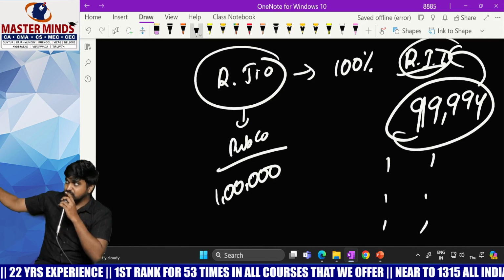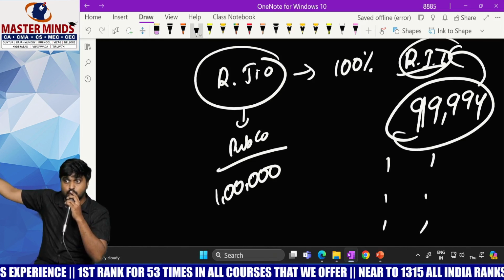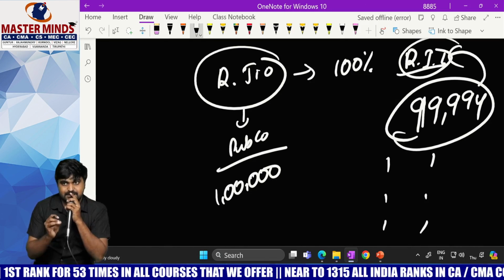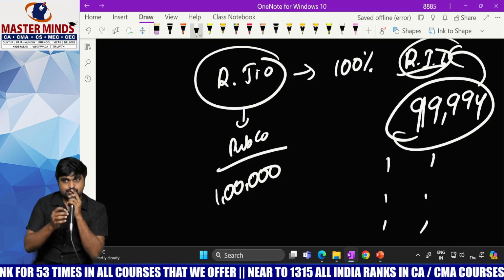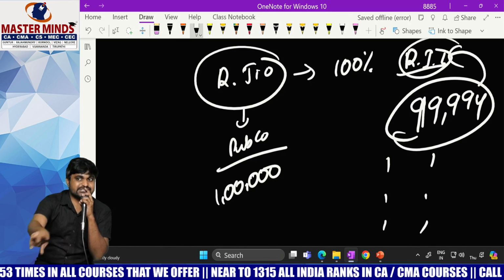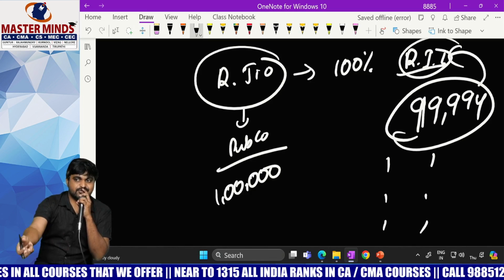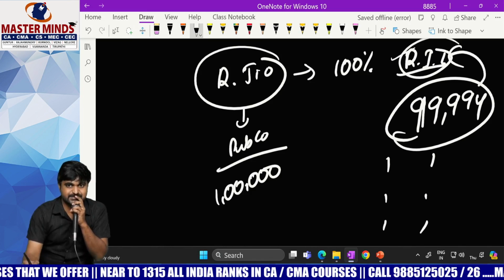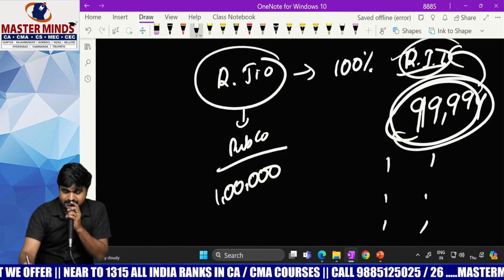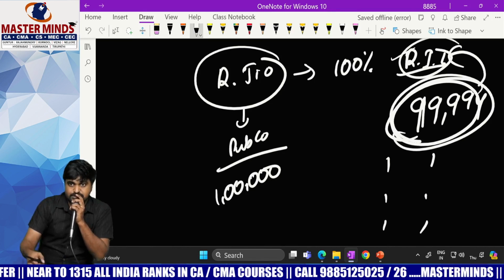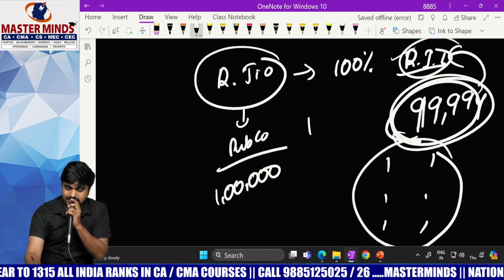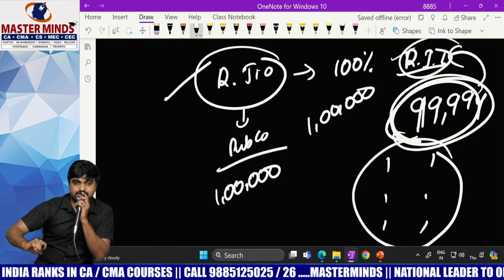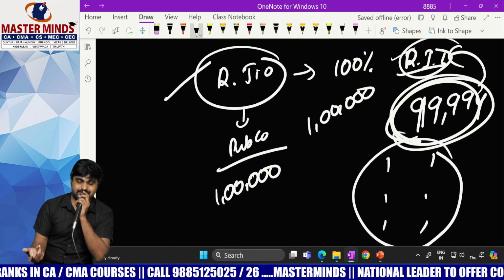And moreover, why are you calling Reliance Industries Limited a wholly holding company? Because if I hold the shares, those shares belong to me. If my agent holds the shares, those shares also belong to me only. That means what is the total holding of Reliance Industries Limited? Direct holding 99,994. Indirect holding through agents, balance 6 shares. Total 1 lakh shares. That's why now Reliance Jio can be called a wholly owned subsidiary of Reliance Industries Limited.